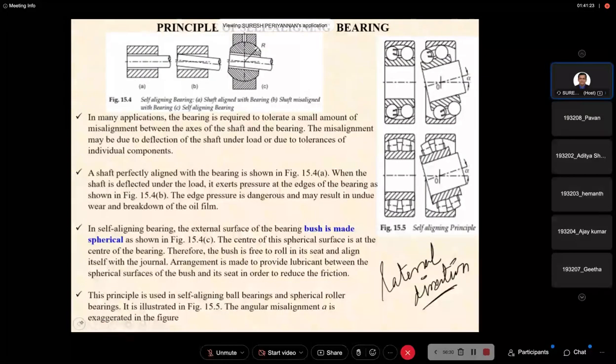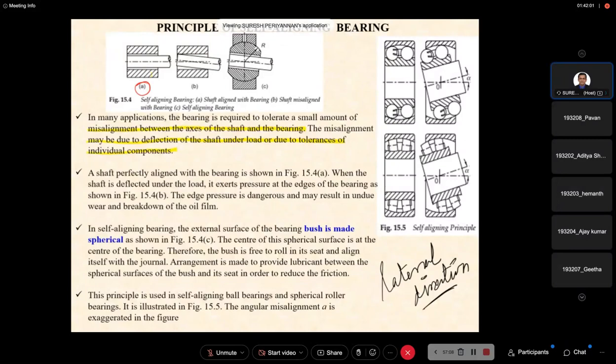This is the self-aligning bearing. See the first figure, it looks like a journal bearing. In many applications, the bearing is required to tolerate a small amount of misalignment between the axis of the shaft and the bearing. The misalignment may be due to the deflection of the shaft under the load or due to the tolerance of the individual components.